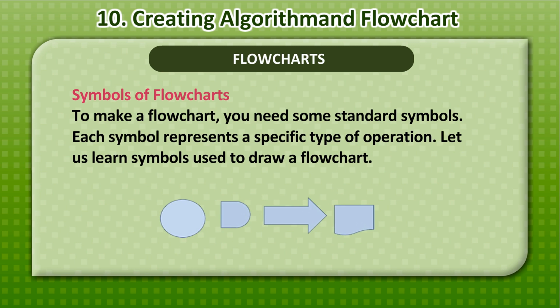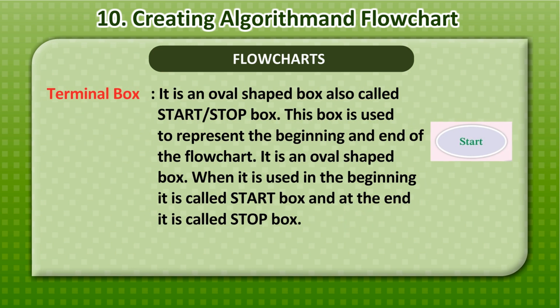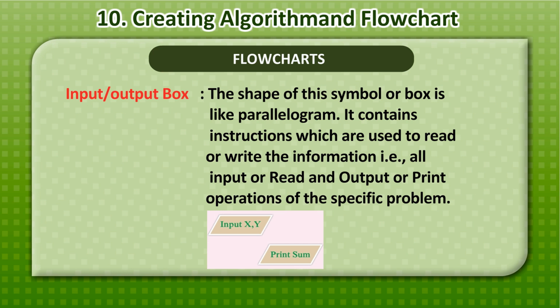Symbols of flowcharts. To make a flowchart, you need some standard symbols. Each symbol represents a specific type of operation. Let us learn the symbols used to draw a flowchart. Terminal box. It is an oval-shaped box, also called start or stop box. This box is used to represent the beginning and the end of the flowchart. When it is used in the beginning, it is called the start box, and at the end, it is called the stop box.